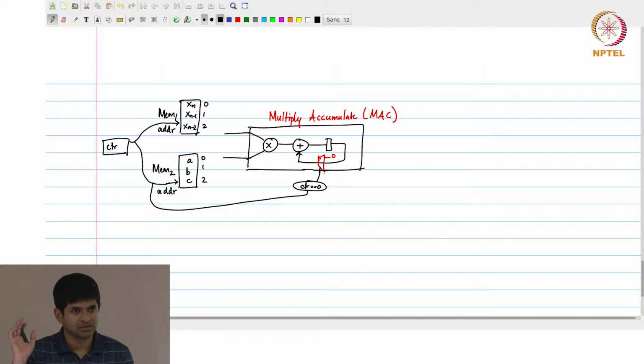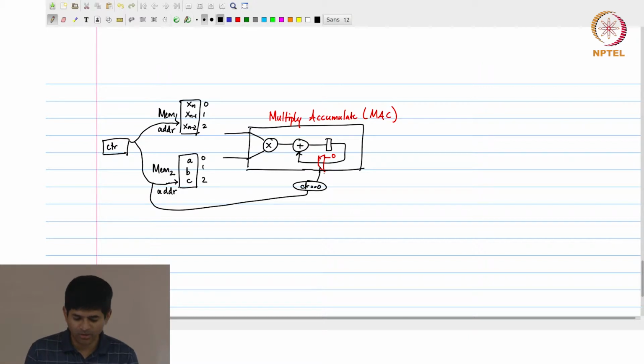My x of n values are now stored in a separate memory block. My coefficients are stored in a separate memory block. If I want to change the coefficients, I just have to change the values in some memory, and that memory is being read out one element at a time. So it's a regular SRAM type of block. What is the address going to that block? It's essentially just a counter. By changing the limit of the counter, instead of going up to 0, 1, 2, if I change it to 3 or 4 or 5, I can change the number of taps in the filter, right?